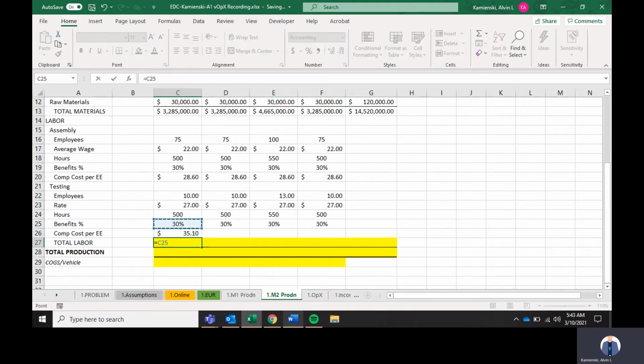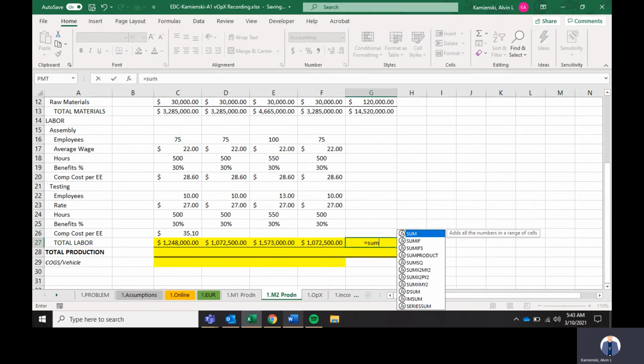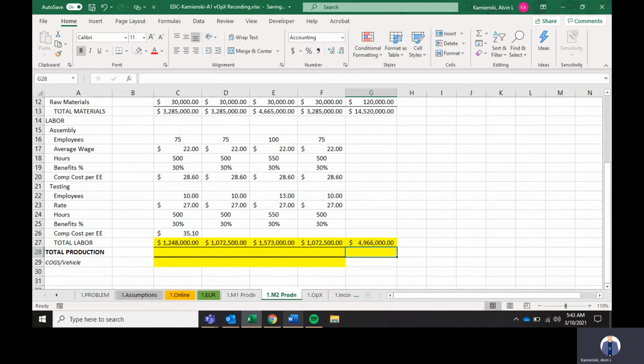Total labor, I've got 75 employees. They cost me $28.60 an hour, and they work 500 hours. Those are the assemblers. Plus I have 10 testers making me pay $35.10 per hour, multiplied by the 500 hours they work. And now I've got my cost estimates there. We can sum these up. And then our total production again is materials plus labor.